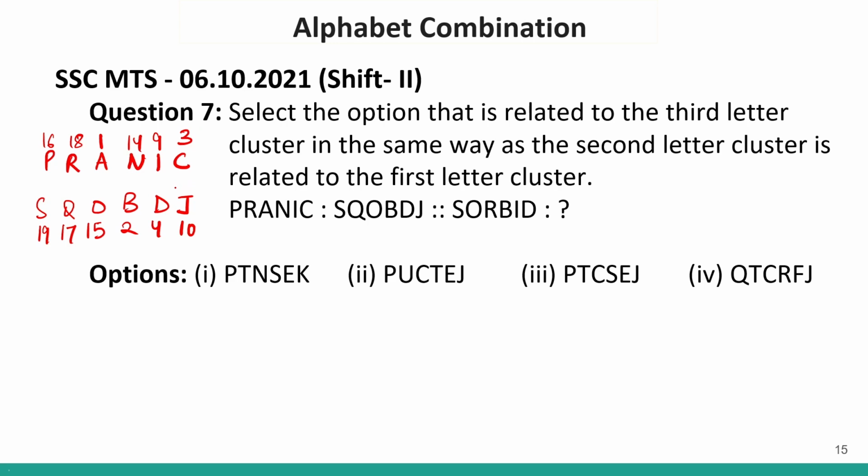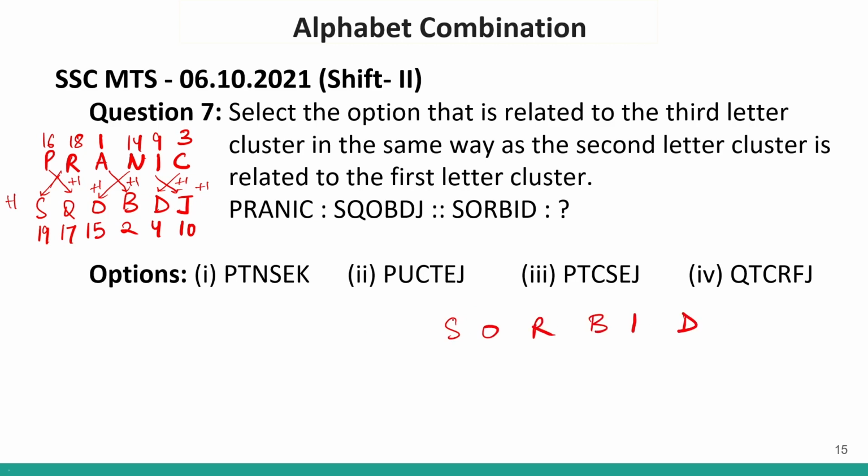Now let us look at how it could be coded. Over here, if I see between these two, 18 to 19 is plus 1 and 16 to 17 is plus 1. Correct? Similarly, 14 to 15 is plus 1 and this is also plus 1. This is also plus 1 and this is also plus 1. So every two alphabets has been moved one position forward in a crisscross manner, right? So let us do the same thing for SORBID.